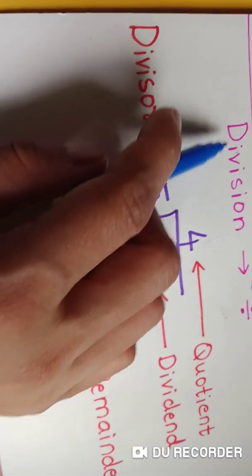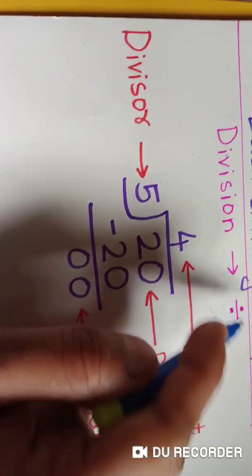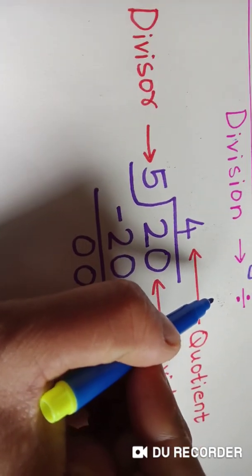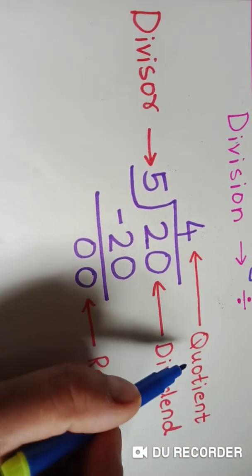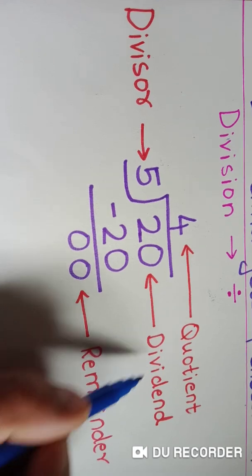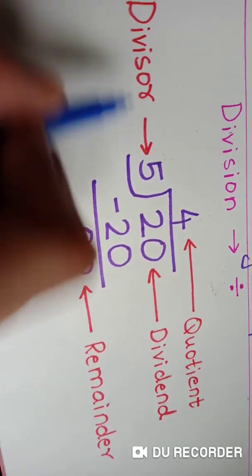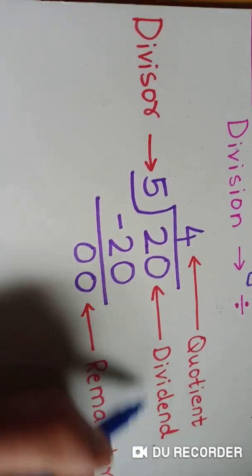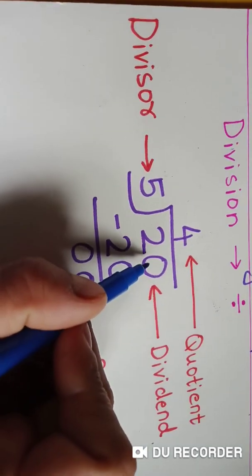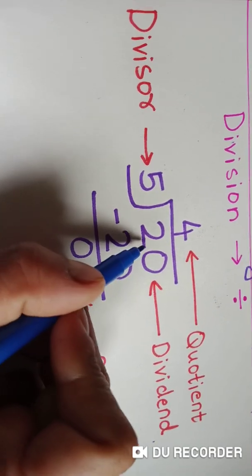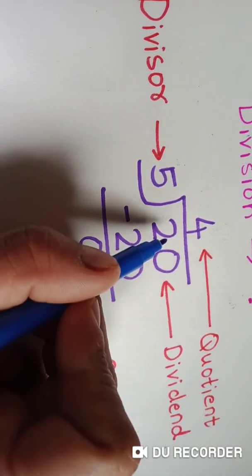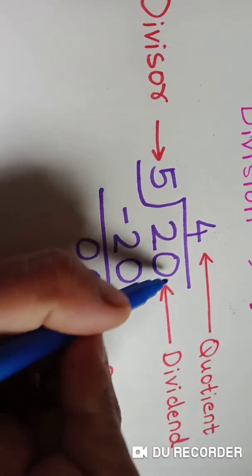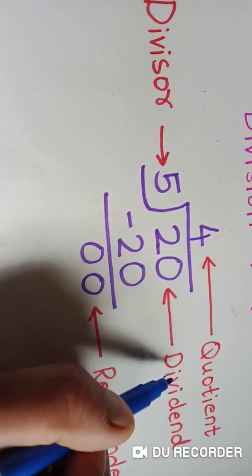So now let us see what is the sign of division. This is the sign of division. Now we will see what is quotient, dividend, remainder and divisor. First we will see what is dividend. The number being divided is called a dividend. Which number is getting divided here? 20. So this number is called a dividend.